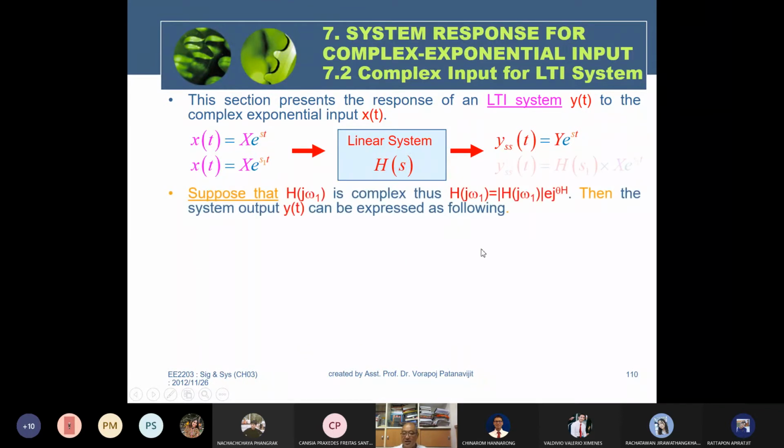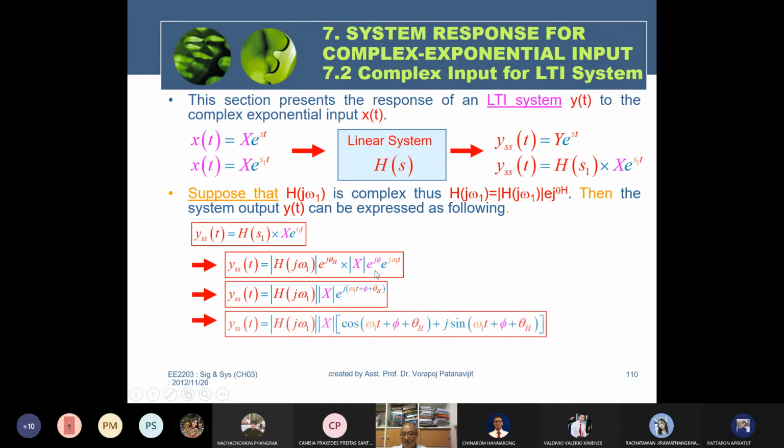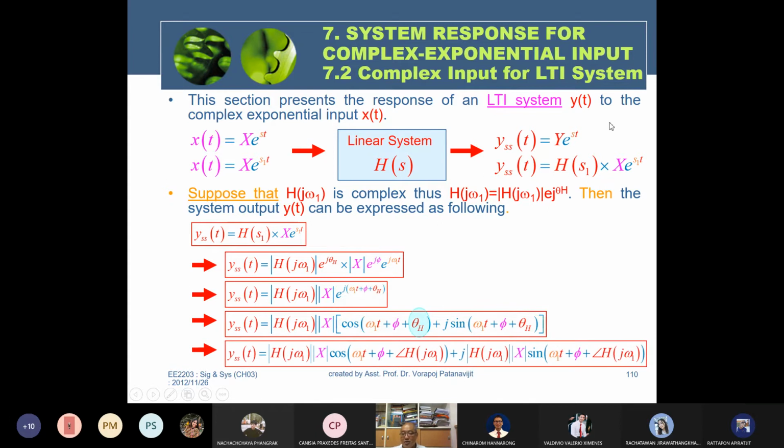Now, suppose that H(s) is complex. Then H(s) can be written in terms of magnitude and phase angle. Then the system's output y(t) can be expressed by the following. You see that I can write it in this case. If the input is complex, the output will be complex too, but you can analyze them separately between the real part and the imaginary part. You can write them in the complex exponential form, e to the j theta equals cos theta plus j sin theta, and you can express them.